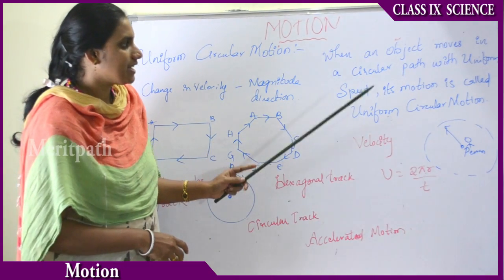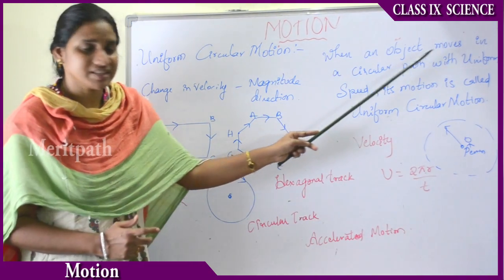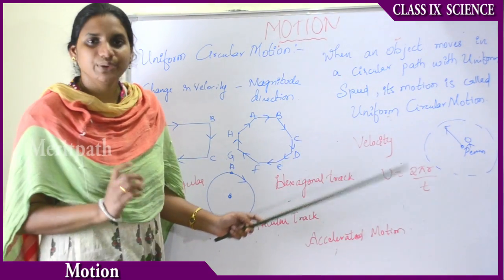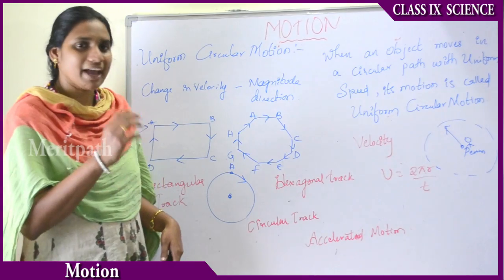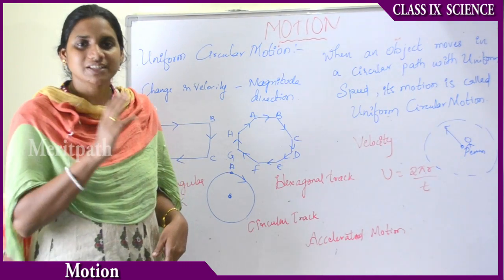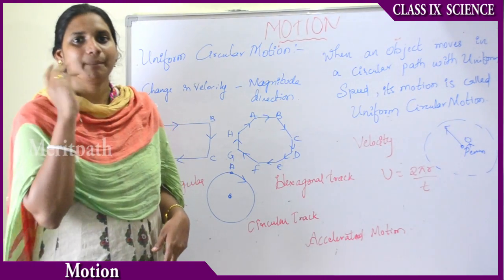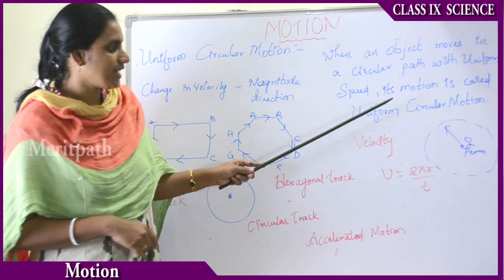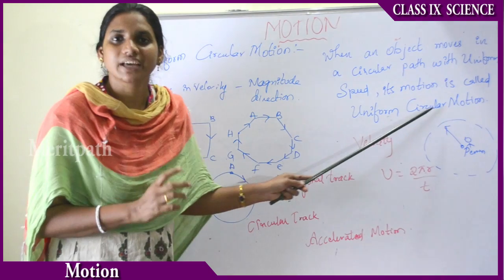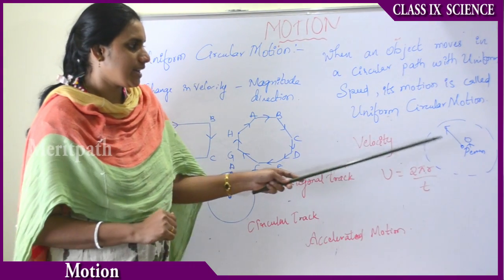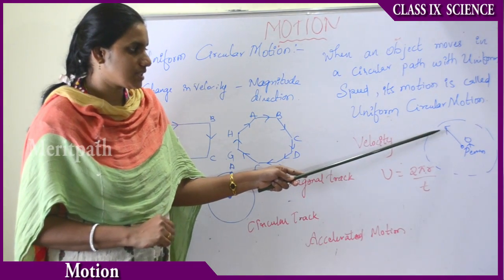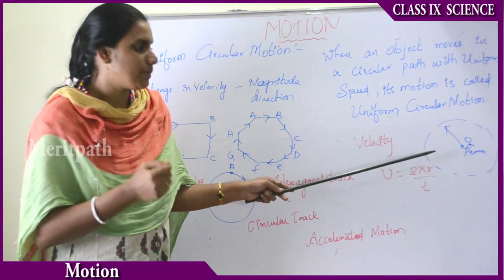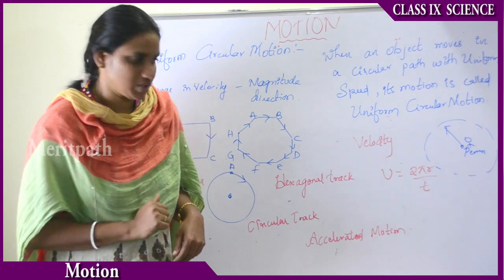Now let us see that when an object moves in a circular path with uniform speed, its motion is called uniform circular motion. That means the magnitude doesn't change. It is constant throughout the motion, but the direction itself changes in a circular manner. Then that motion is known as uniform circular motion, right? For example, a person carrying a stone with the help of a thread, and when he rotates it, it will be representing a uniform circular motion, right?